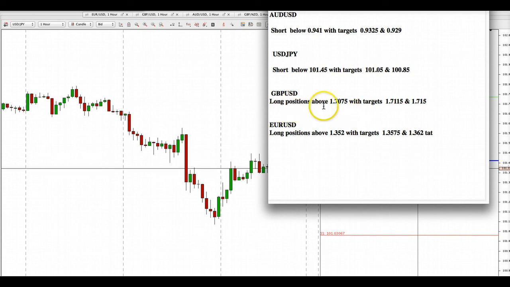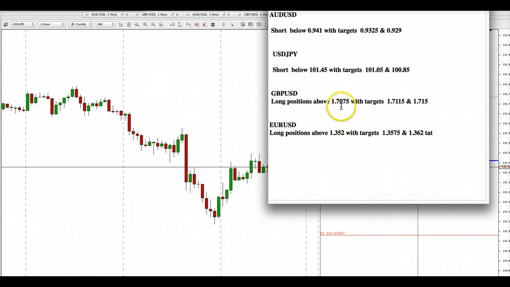Now, this is how you interpret the signals. If price closes below 170.75, then we should short. If price does stay above 170.75, then we would go long and we would target these levels. But if you receive these signals and you see price below 170.75, then you cannot take a long position. Price needs to close above 170.75. So this is how to interpret these signals.